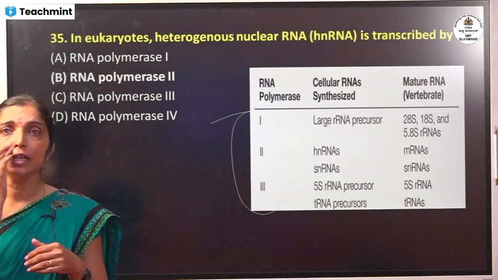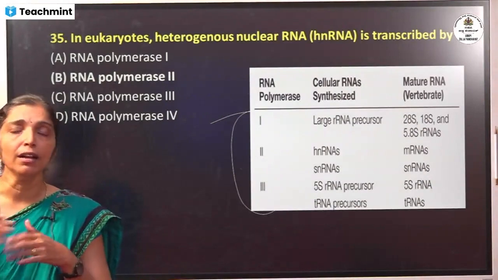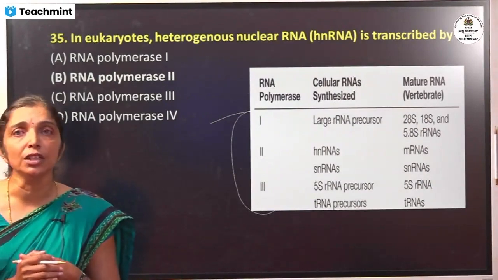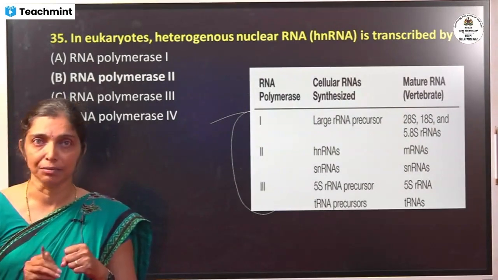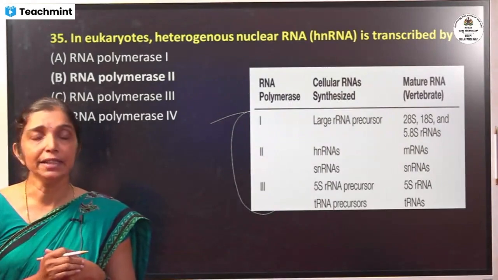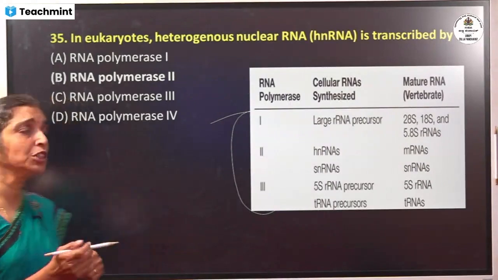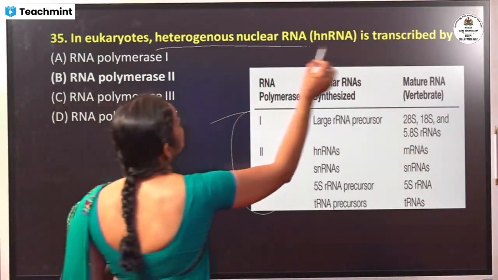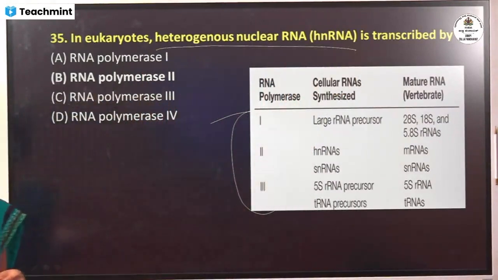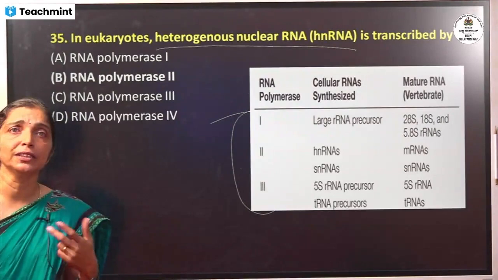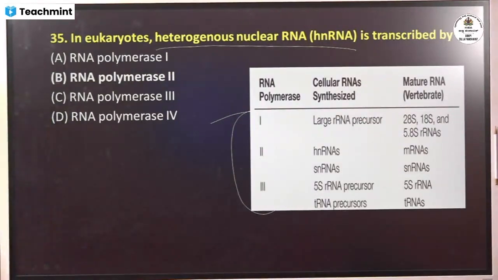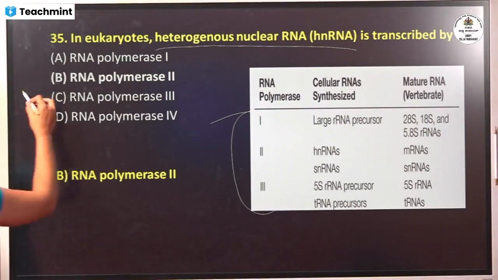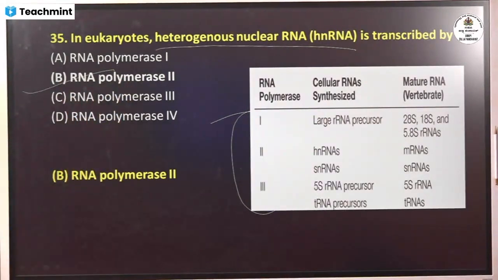And then we have your snRNAs, small nuclear RNAs. RNA polymerase 3 is responsible for your rRNA. Which rRNA? 5S rRNA, as well as your tRNA, transfer RNA. So the question is, in eukaryotes, which type of RNA polymerase is going to help in the transcription of your hnRNA? So the right option over here is B, that is RNA polymerase 2.